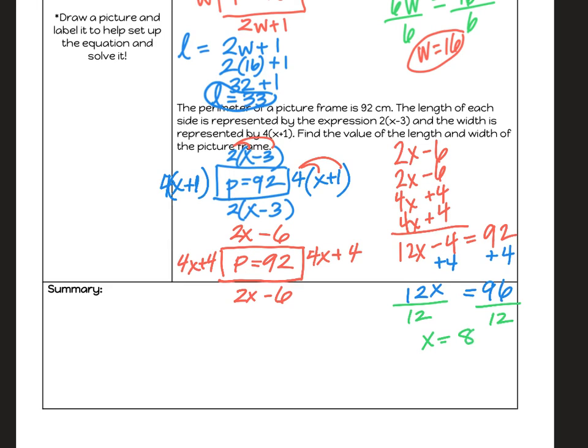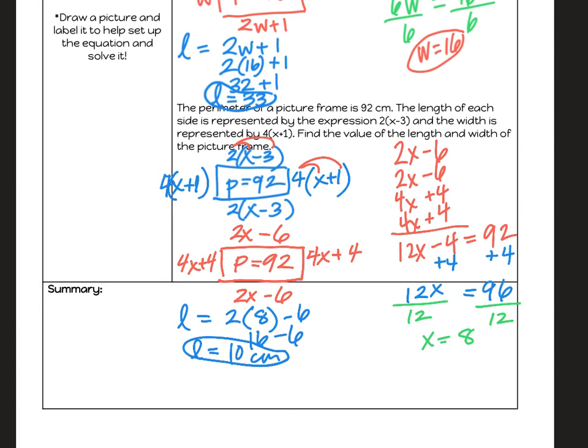I'm not done because I know what x is equal to, however, I don't know what my length or my width is equal to, because none of the sides are just x, whereas in the previous problem, we already knew the width once we solved because the width was just w. So now I'm going to plug in or substitute. Let's do my length first. So instead of writing a 2x, I'm going to write 2 times 8 minus 6, and I'm going to get 16 minus 6, and so my length is 10 centimeters.